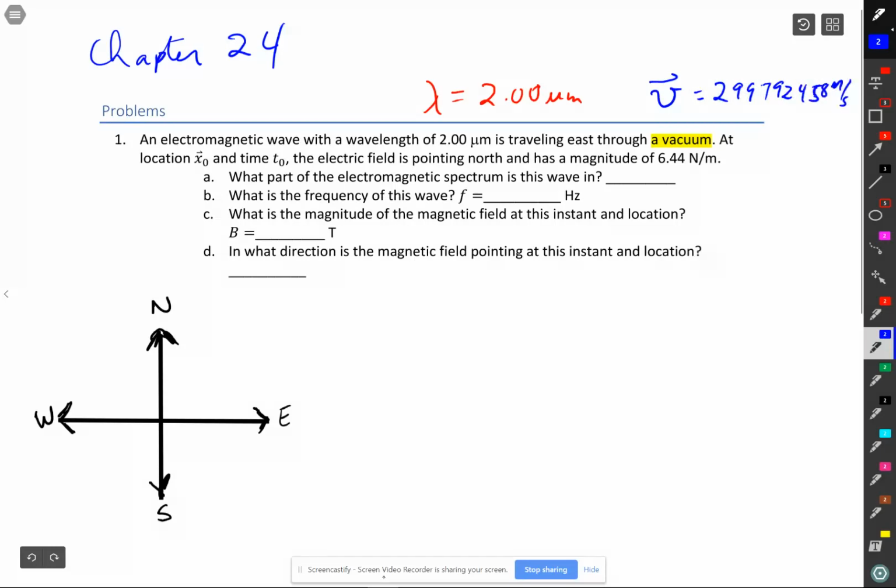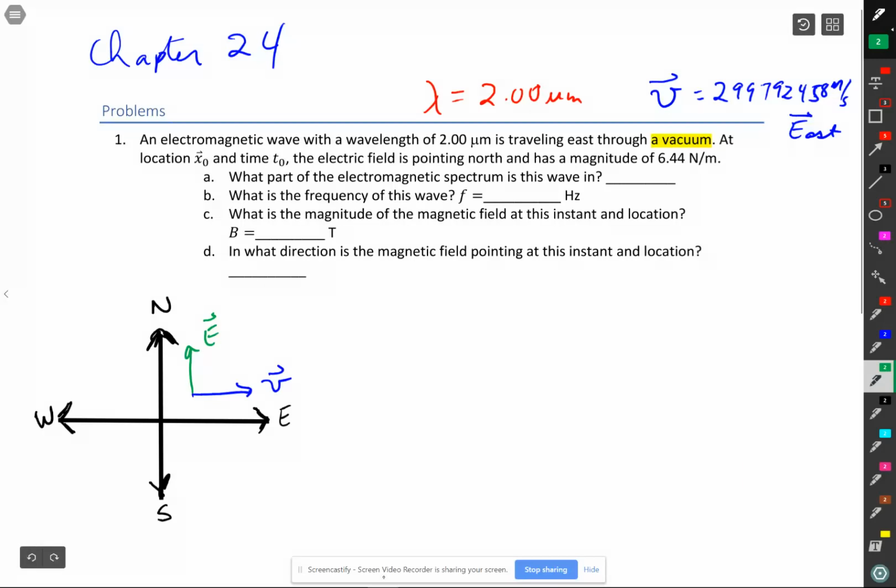And it tells us it's traveling east, so I'll put the word east, just to make sure we're clear. It's traveling east. So in my picture here, there's my direction for the velocity. At location x0 and time t0, the electric field is pointing north. And so I will put green here for my electric field. The electric field is pointing like that, which is why I put east there instead of just E.